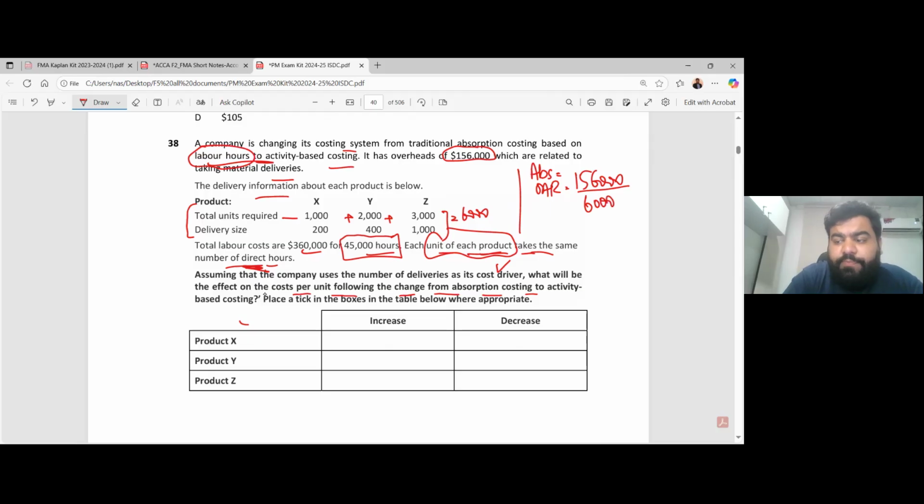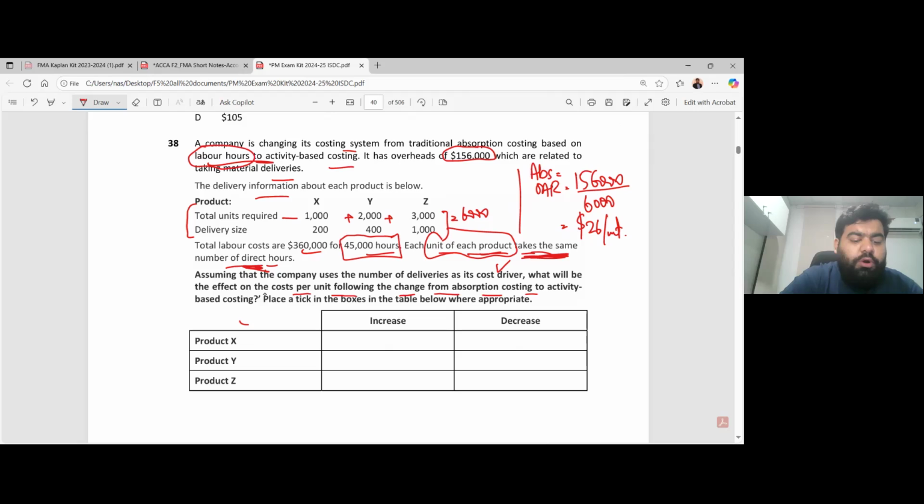So let us calculate the total number of units: 6,000. 156,000 divided by 6,000 is $26 per unit. We have calculated it directly, but it's only the case if all the products are taking the same labor hours.